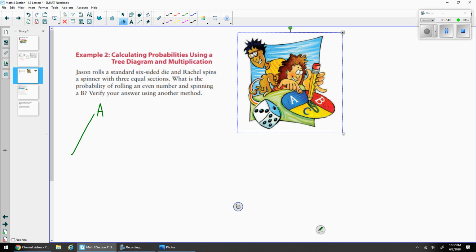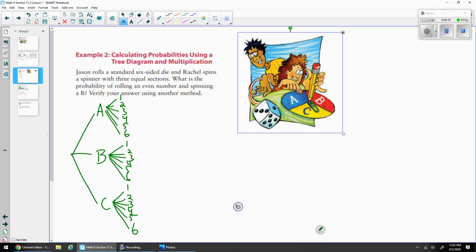We could spin an A, spin a B, or spin a C. If we spun an A, we could get a 1, a 2, a 3, a 4, a 5, or a 6. If we spun a B, we could get a 1, a 2, a 3, a 4, a 5, or a 6. Or we can spin a C and get a 1, a 2, a 3, a 4, a 5, or a 6. And now we can see all of these outcomes.